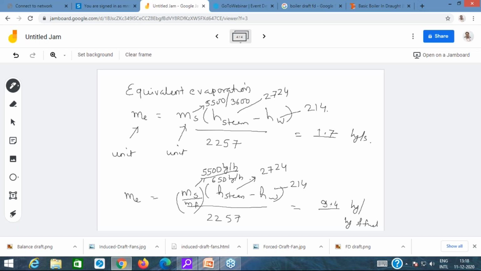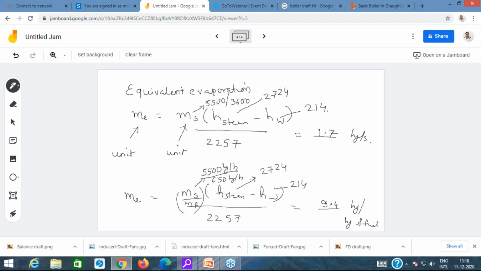So this is one type of problem which is generally asked in the examination. That is, you need to calculate either the boiler efficiency or the equivalent evaporation. Sometimes the steam would be superheated. So in that case, instead of the enthalpy of wet steam, you would have to calculate the enthalpy of superheated steam.